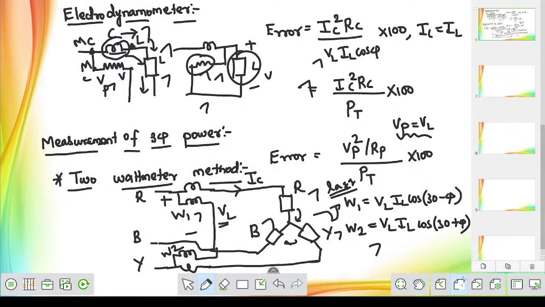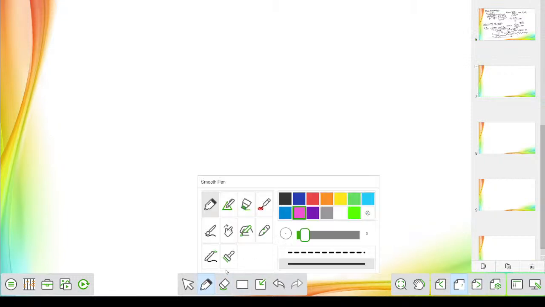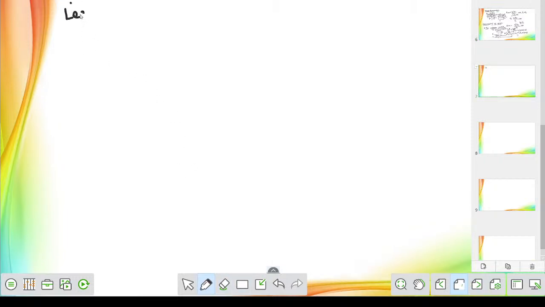Sir, suppose the loads are leading loads, then what shall we do? If the loads are leading loads, let us take the loads are leading loads.